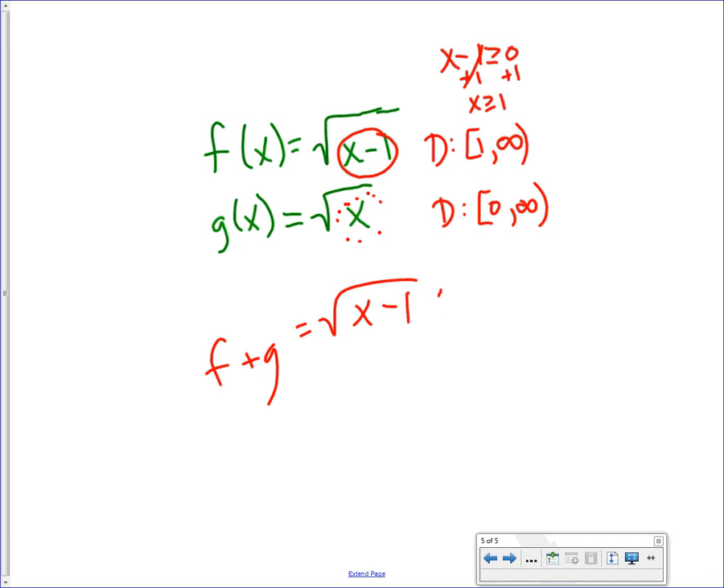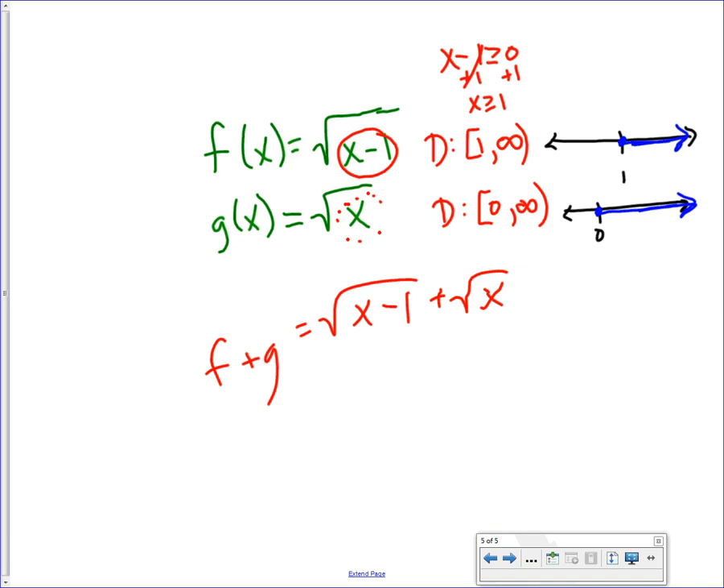If I were to add these, square root of x minus 1 plus square root of x, can't simplify that anymore. So this is the sum. The domain is where the two domains overlap. So I'm going to draw these out as number lines because I think it'll help you see where they overlap. Here's my number line for f and for g. F includes 1 and everything greater than 1. G includes 0 and everything greater than 0.